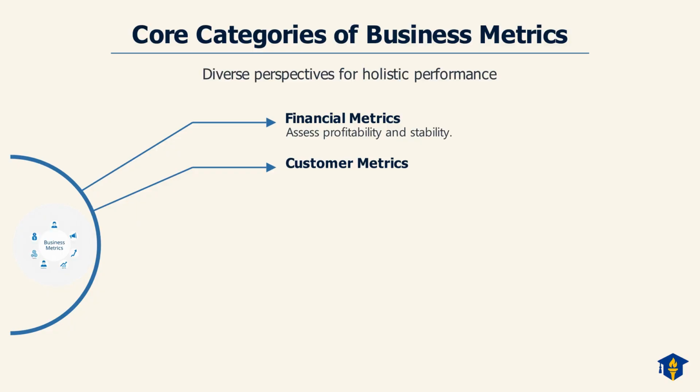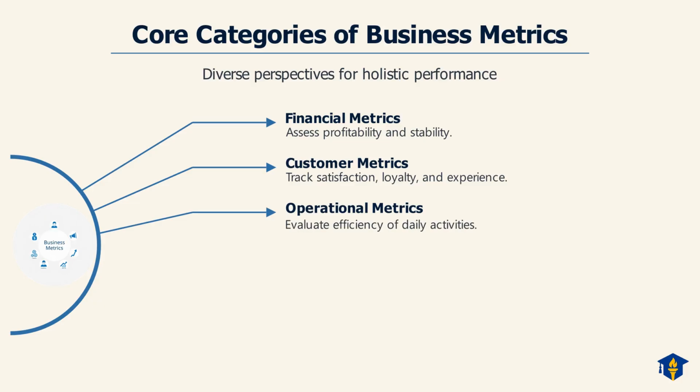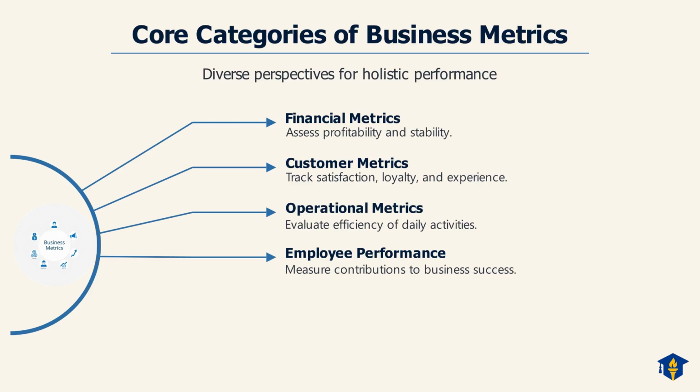Next, customer metrics focus on the relationship a business has with its customers. These metrics track customer satisfaction, loyalty, and their overall experience with the company. Then, operational metrics evaluate the efficiency of daily business activities. They help assess how efficiently our day-to-day operations and processes are performed. We also consider employee performance to understand their impact on the business. This measures how employees contribute to the overall success of the company.